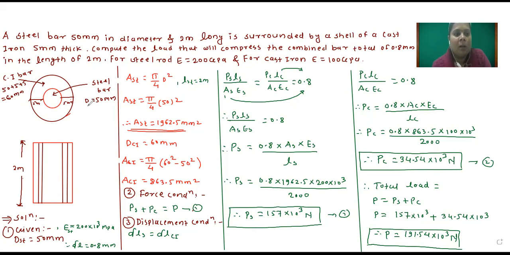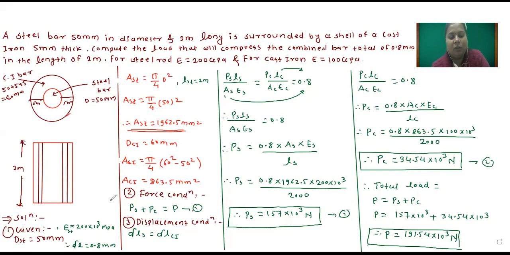Okay, so here change in length is given. So this is the reverse type of problem. Change in length is given, and from that you have to find out load. Okay. So first you have to apply force condition. So force condition means total load is shared by both materials. So load taken by steel material plus load taken by cast iron material is equal to total load.